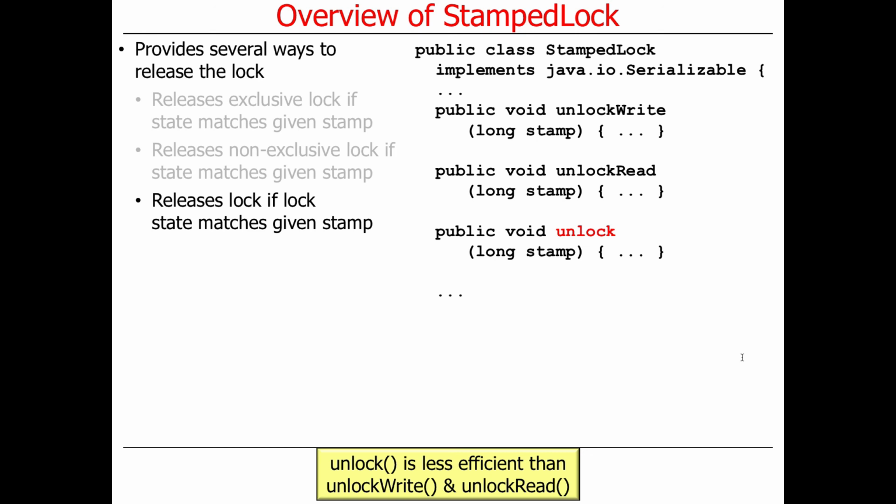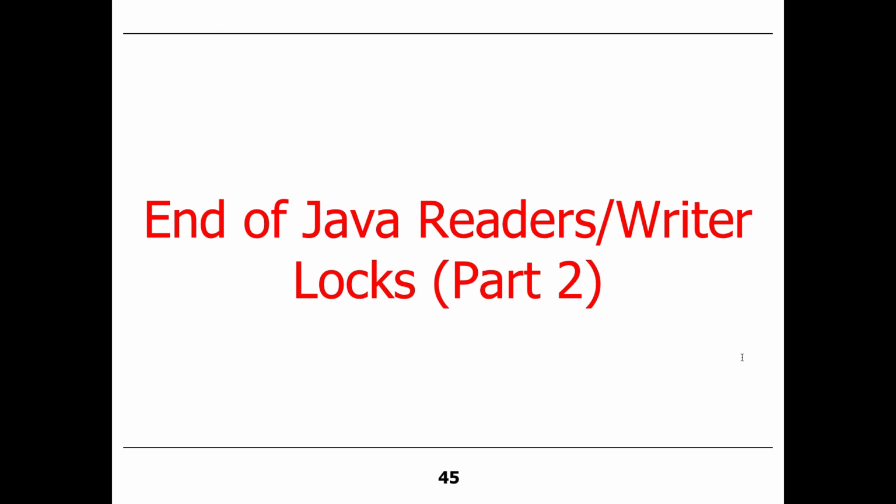Now, the question that you should have at the top of your mind is, how the heck would you not know what kind of lock you've got? The reason is that you may end up trying to do these upgrades or downgrades, and depending on whether they succeed or fail, your locks may have changed mode. So by the time you go to do a release later, you may not know what kind of lock it is. In that case, you just use unlock, because it's keeping track of that behind the scenes. Okay, so that's the end of part 2.